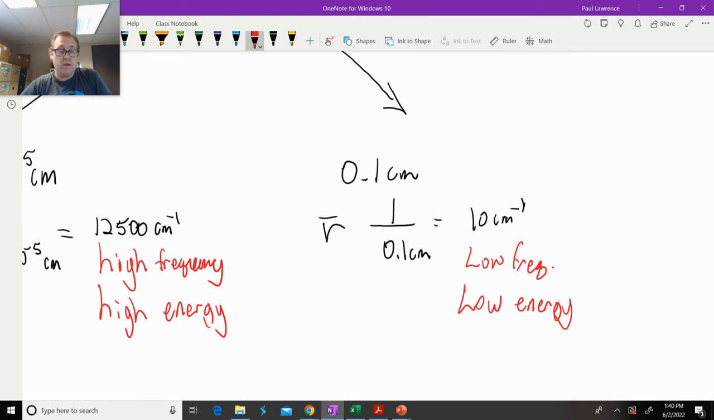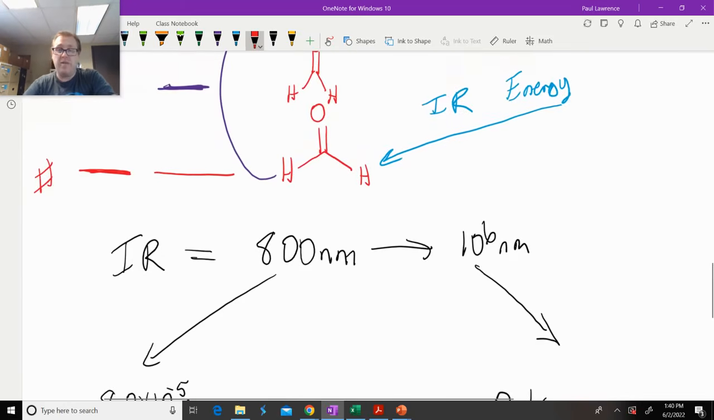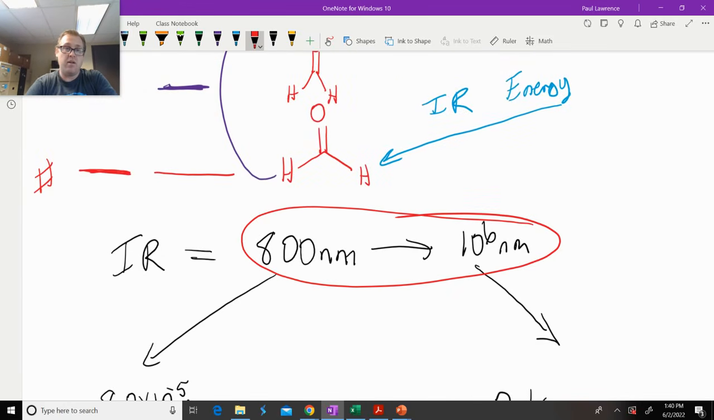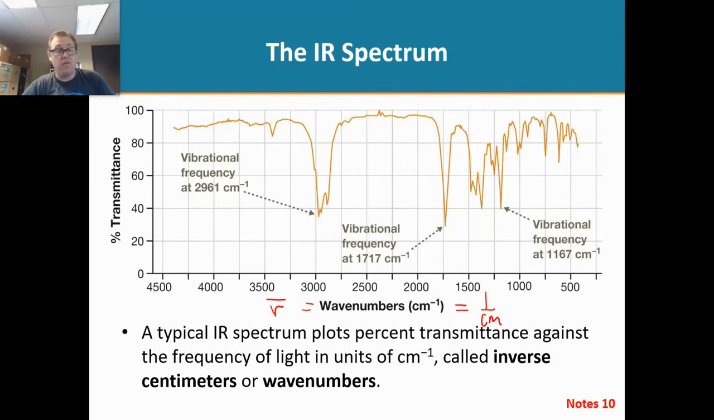But do note that this is in fact the range of IR, but the useful range for organic chemists is from 4,500 to around 400. We don't use the whole IR spectrum. We just use a little snippet of it.